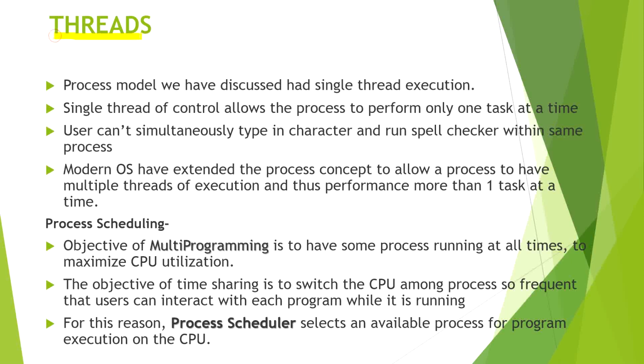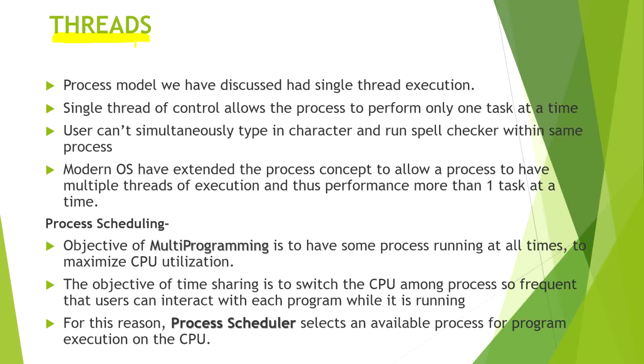So till now what we have discussed are single thread executions, or single thread processors, or single thread computer systems. So what do we mean by single thread? Single thread means at one time only one process will execute. Simultaneously, no two processes can execute. Like we are writing a Word document and at the same time we are checking for our grammatical errors. It can't happen in a single thread operating system.